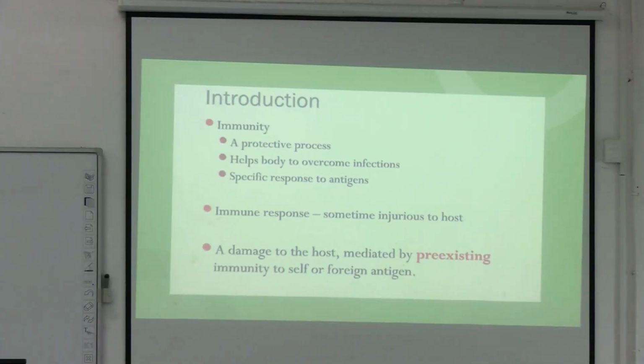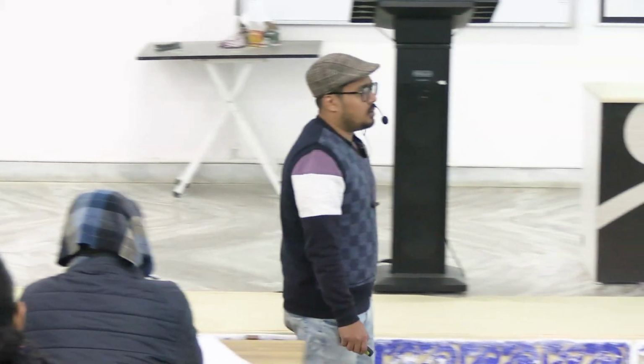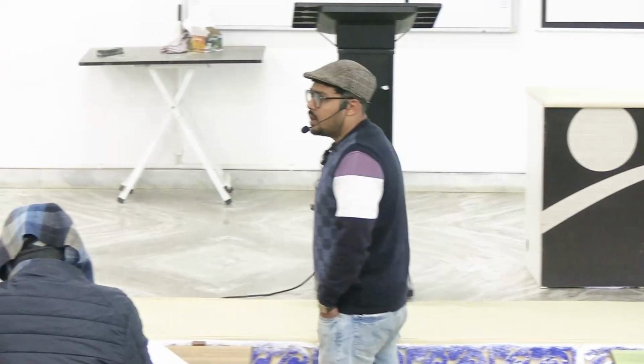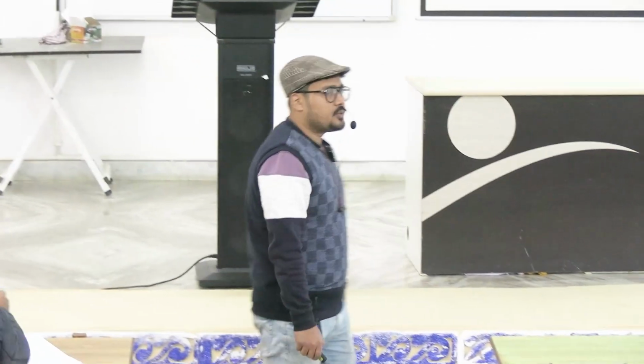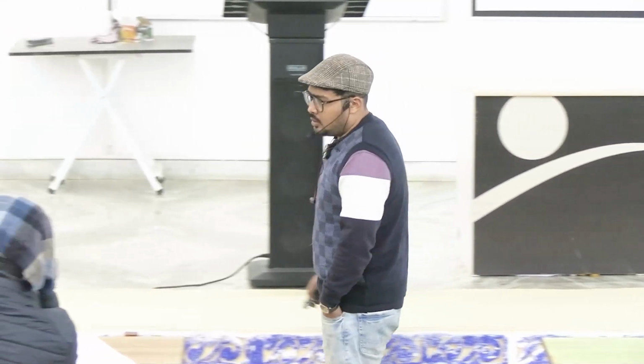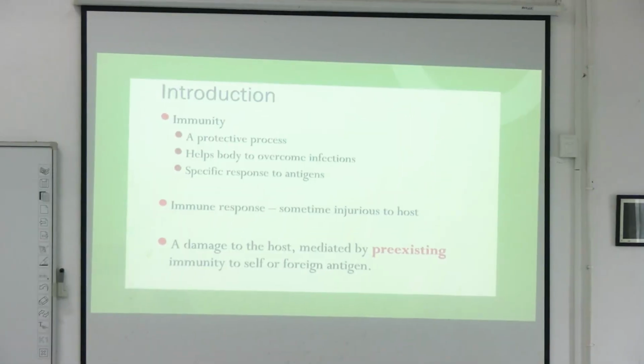There are innumerable antigens present all over the environment. So a few mechanisms in our body are specifically directed to specific antigens, and a few mechanisms are directed grossly, or have a generalized effect to neutralize those antigens or to combat their antigenic effect in our body. So immune response sometimes is injurious to the host.